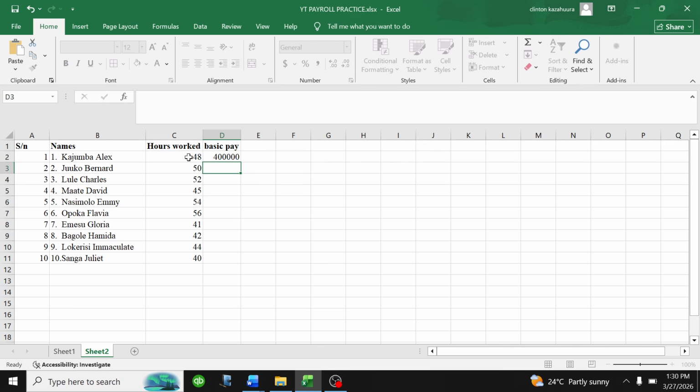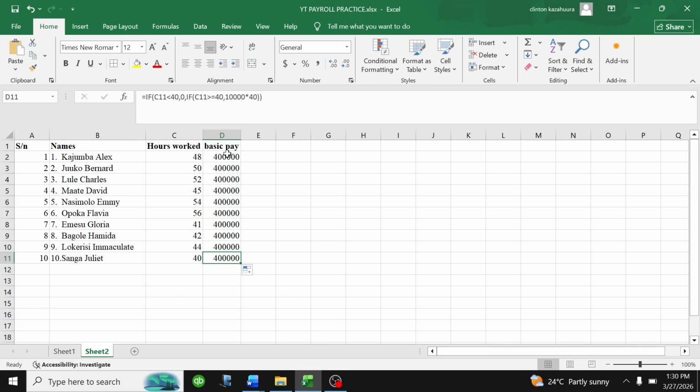Then I test if my formula is correct, and I autofill. If you realize, all these people hit the target of 40 hours. That's why you see all of them have been rewarded 400,000 as their basic pay. We move.